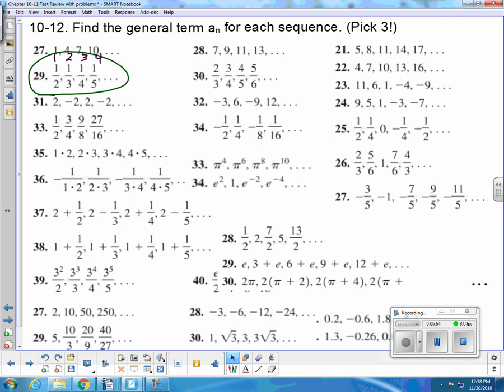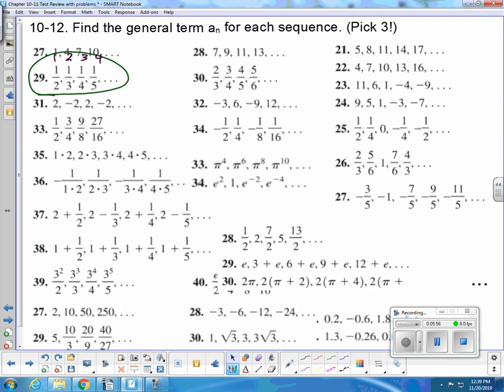So you've got a 1 up top, and on the bottom you have an n plus 1, because the bottom is 1 plus 1, 2 plus 1, 3 plus 1, 4 plus 1. So that's your general form. It's not arithmetic, nor is it geometric, so you've got to go pattern.